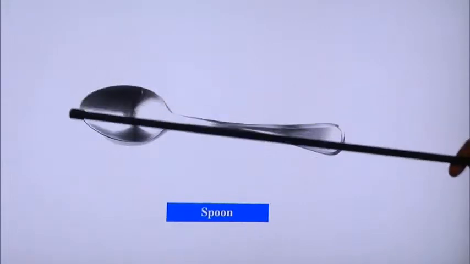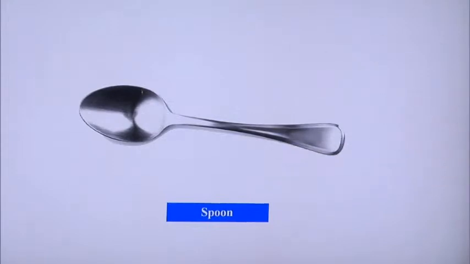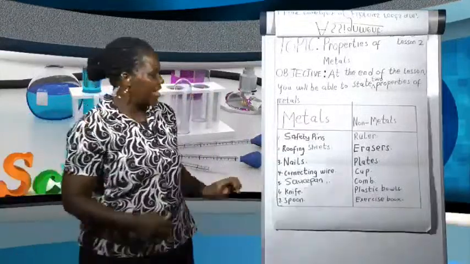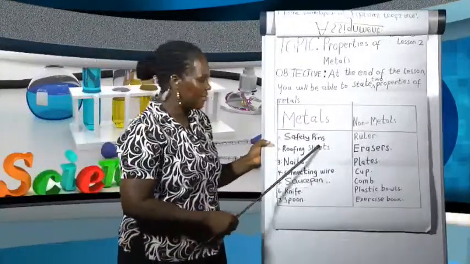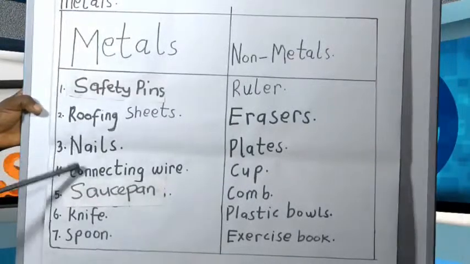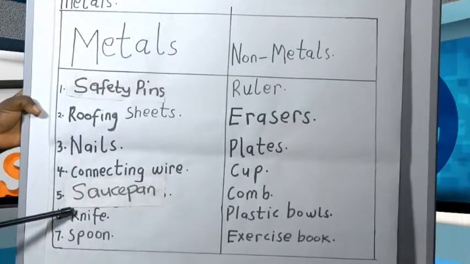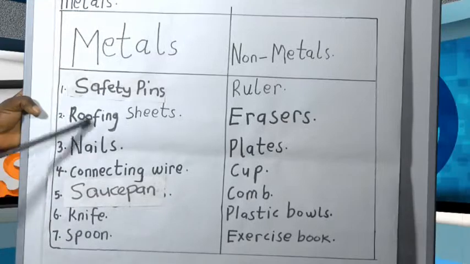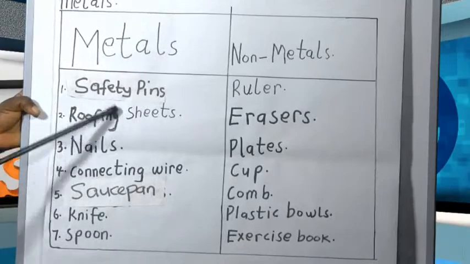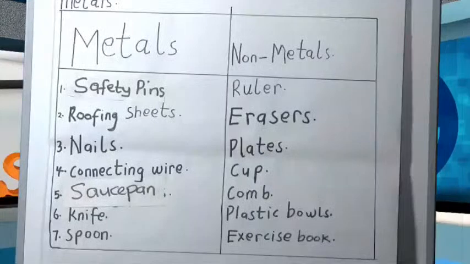So this is a spoon. A spoon is made from metal. Now children, we have looked at metals, things made from metals. And they are safety pins, roofing sheets, nails, connecting wire, saucepan, knife, and then spoon. So these are made from metals. So we group them under metals. Now let's look at the non-metals.